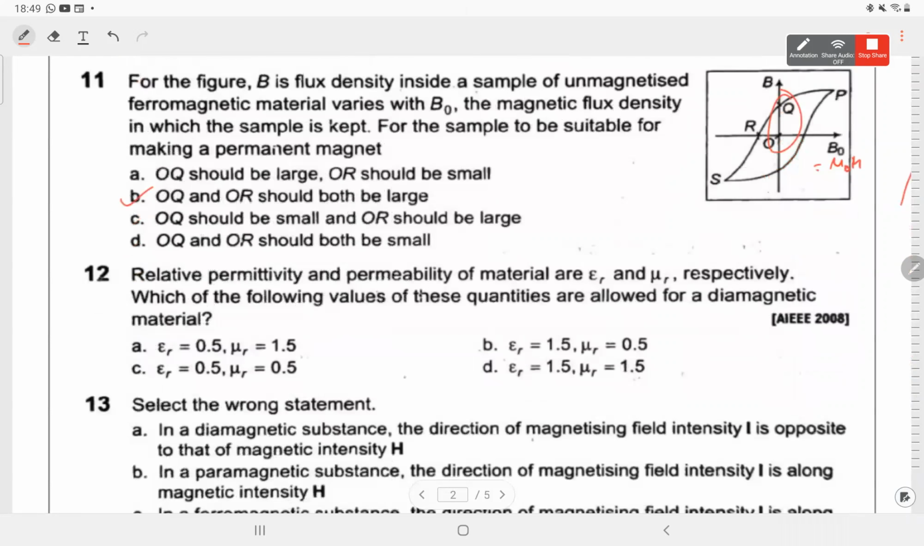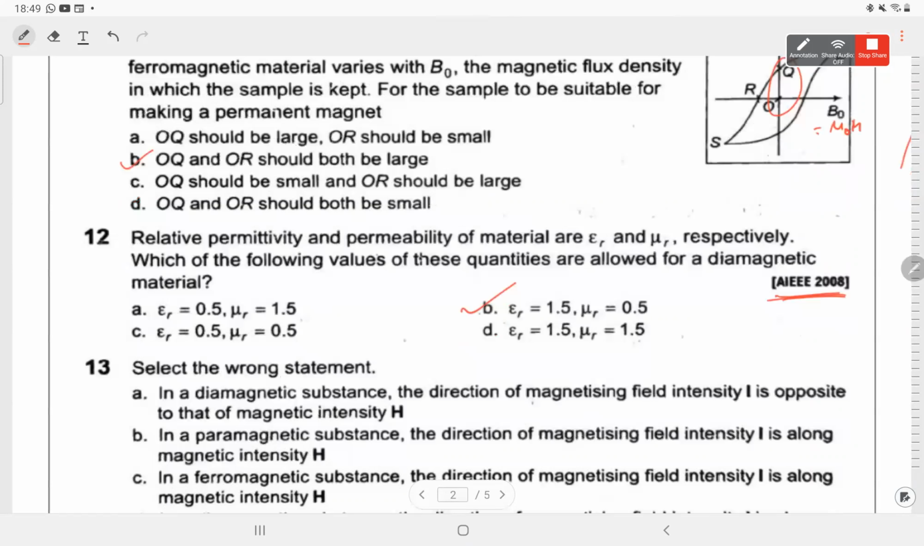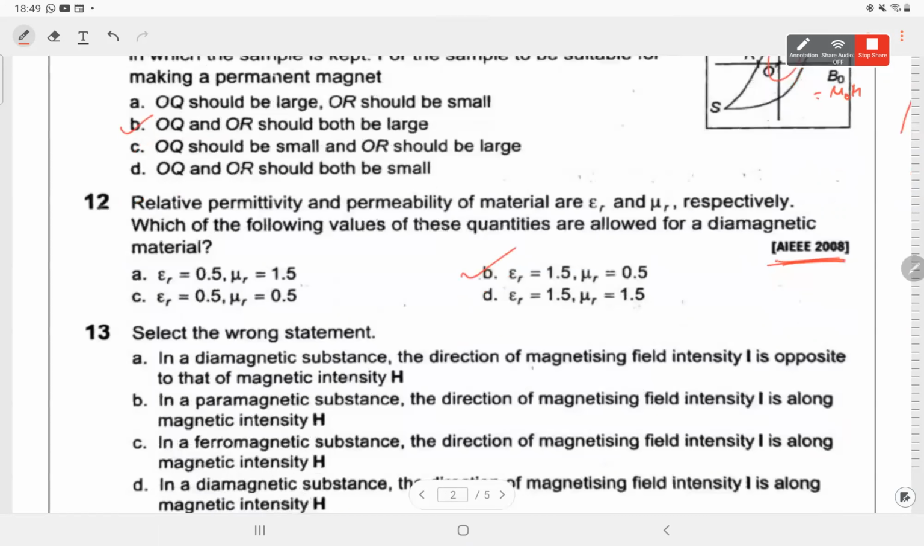Relative permittivity and permeability of a material are epsilon r and mu r respectively. Which of the following are allowed for diamagnetic? For diamagnetic, epsilon r is the electrical property, so that is always greater than 1. For any material, the dielectric constant is greater than 1, and the relative permeability is less than 1. So which option is possible? Only B. And AIEEE means JEE Main. So these are the questions; even they are useful for the board exam.